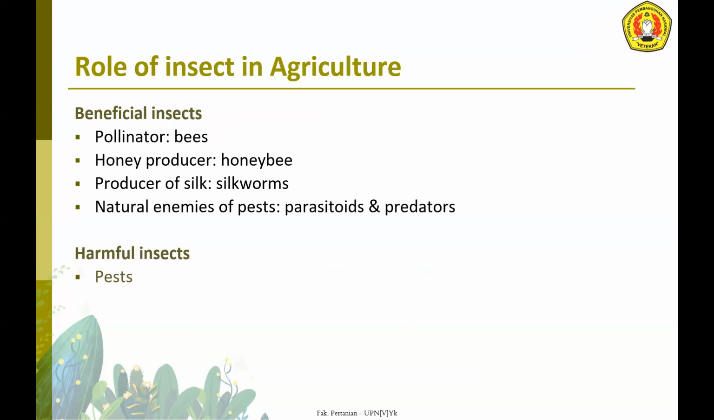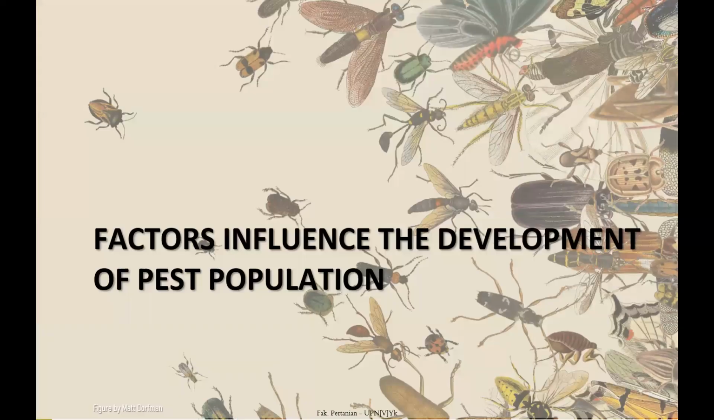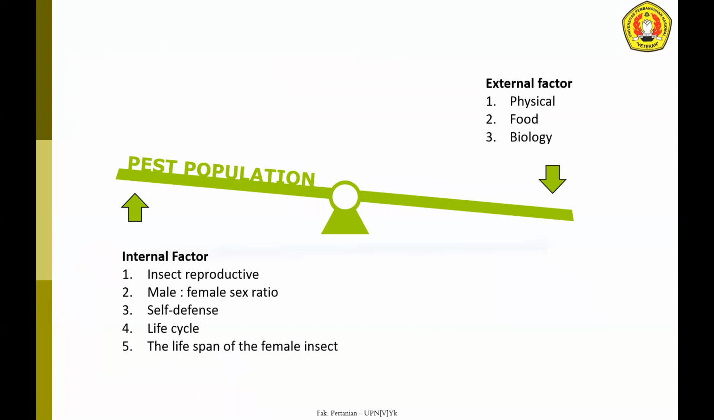This is some examples of the role of insects in agriculture. Beneficial insects include pollinators, honey producers, producers of silk, and natural enemies of pests. And harmful insects are pests. This is the factors that influence the development of pest population. So we have two groups of factors.